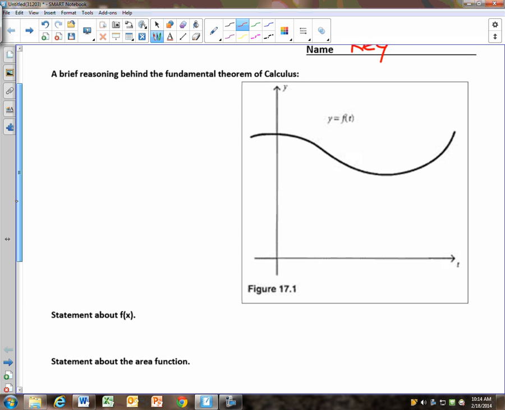Hey, here we go. So, we are going to do a brief reasoning. This is not a full proof, everybody. This is not a full proof. Okay. All right. But try to follow it and see if you can connect it. Okay. So we'll end up seeing the shortcut, why it works.